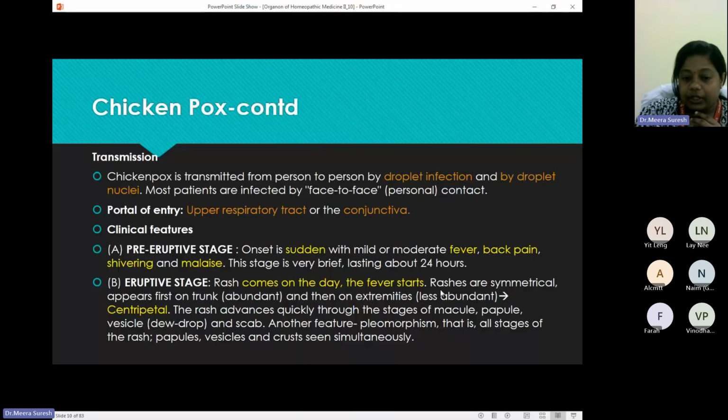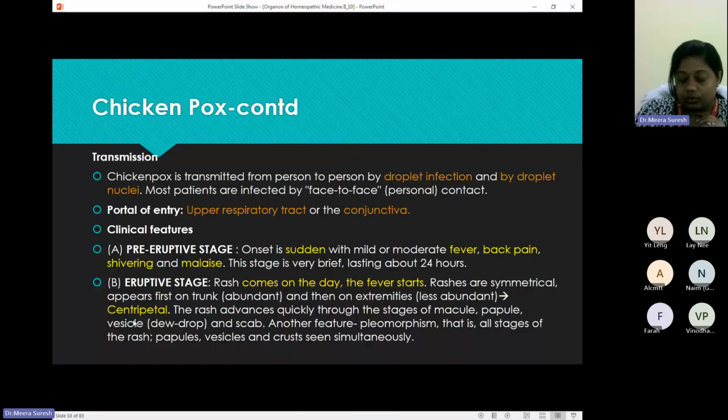The rashes will be symmetrical. Symmetrical in the sense that if it is present on the right hand, then a similar one will be present on the left hand also. It first appears on the trunk, where it is very abundant, and then on the extremities, where it is less abundant, and such an appearance we call centripetal. So that is the second difference between smallpox and chickenpox.